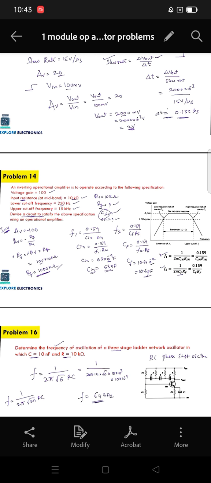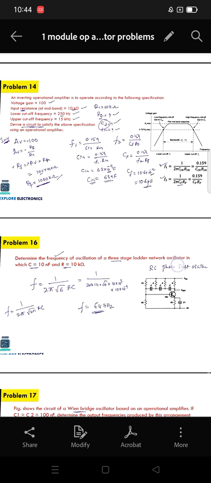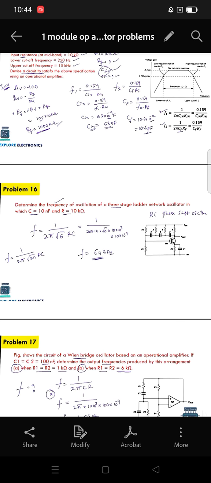Okay, from the F2 you will find the CF value. Lower cutoff frequency and higher cutoff frequency are given. You have to find the capacitance at the input side and the capacitance at the output side. Okay, CF. After you substitute the value of F2 and RF, you will get the CF value as 10.6 picofarad. Okay, next go for the next question.